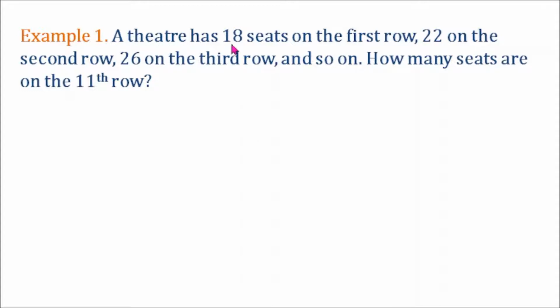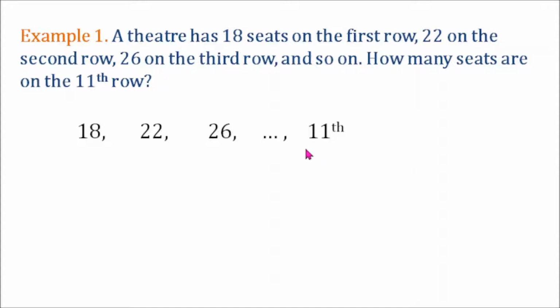A theater has 18 seats on the first row, 22 on the second row, 26 on the third row, and so on. How many seats are there on the 11th row? So let us illustrate the problem. There are 18 seats on the first row, 22 on the second row, 26 on the third row, and so on. And we are asked how many seats are there on the 11th row.